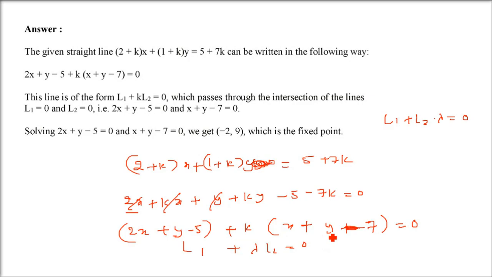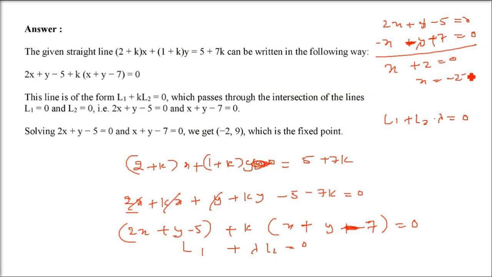Now we have to find the intersection, that fixed point also. So you just have to solve 2x plus y minus 5 equals 0 and x plus y minus 7 equals 0, so that you get x and y. So let me subtract this. 2x minus x is x, y gets cancelled, and minus 5 minus minus 7 is 2. So you get x plus 2 equals 0, so x is minus 2. Put it in any of the equations, you will get y as 9. So x is minus 2, y is 9.